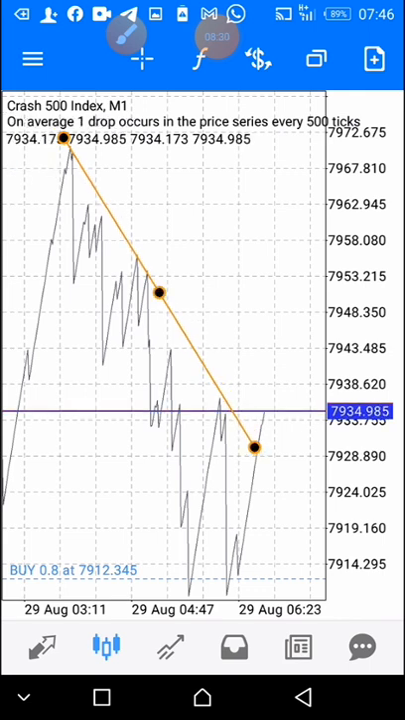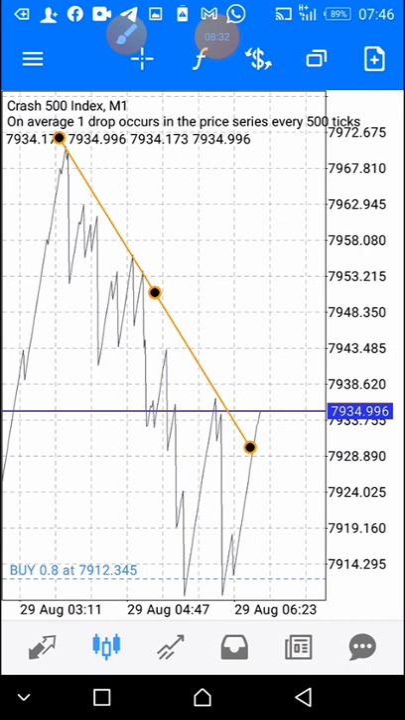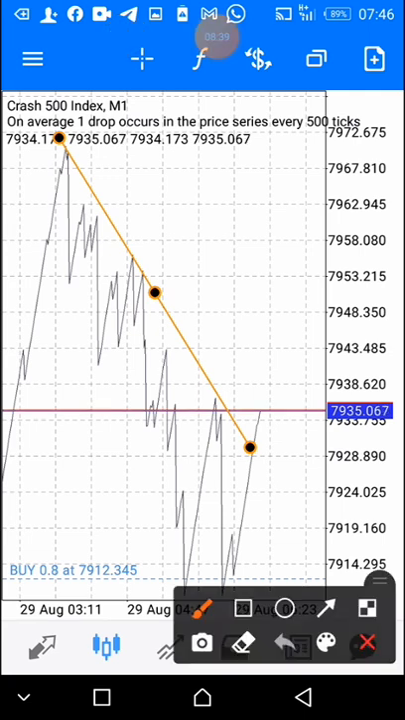Okay, guys, so this is it. This is how I trade boom and crash, guys. And this is a very simple method you can use to make profit.